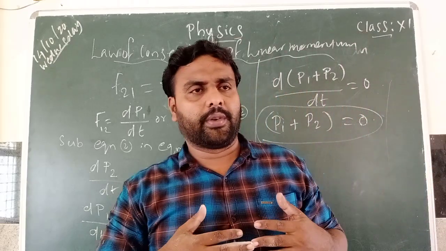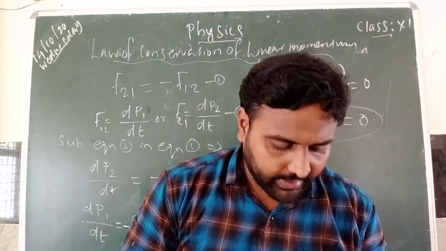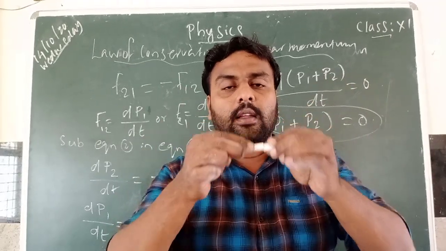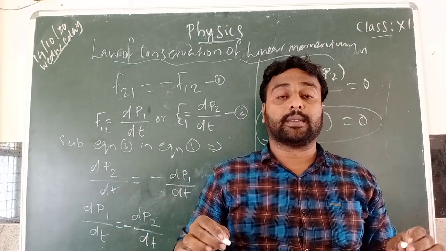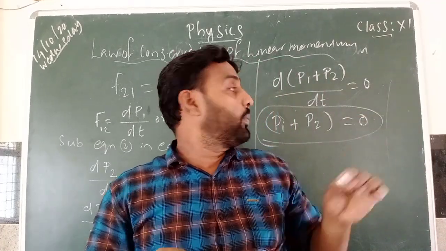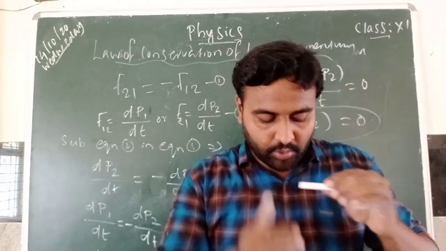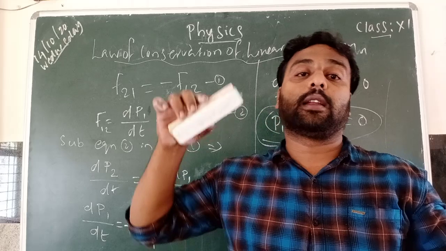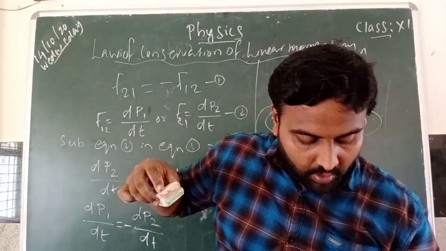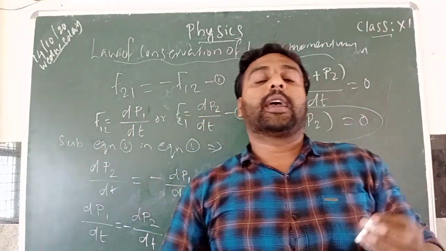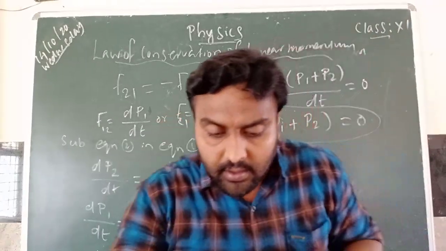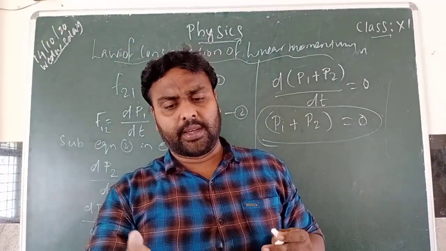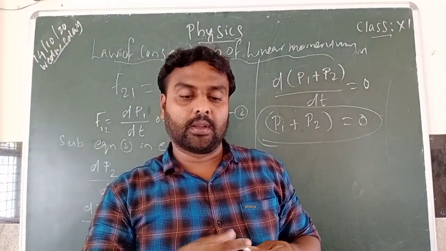If no force is applied, only these two forces are applying. For example, two particles are hitting each other. When these two particles hit each other, the linear momentum P1 plus P2 is equal to 0. Suppose another particle comes and hits. No, this is an external force. If no external force is acting on this system, then the total linear momentum of the system is always a constant vector.